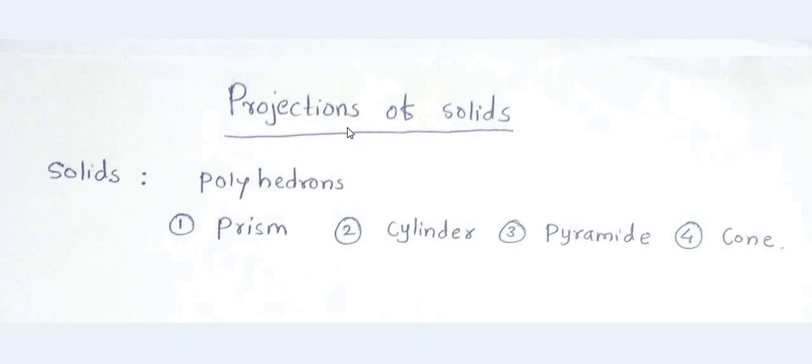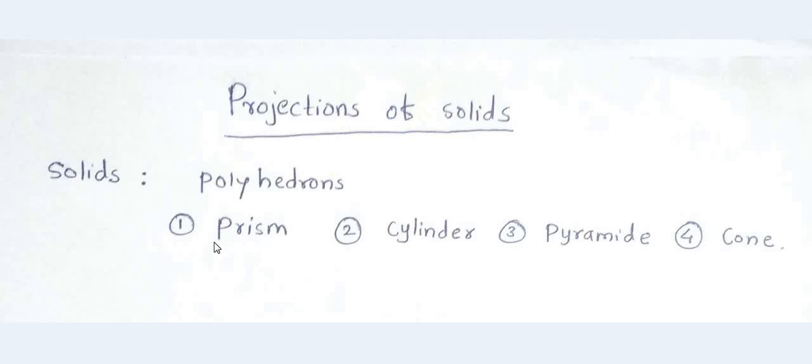But before going for projections of solids directly, first we will see what solids we are going to study in this chapter and what are basics of those solids. In this chapter, we will be primarily studying four solids: prism, cylinder, pyramid and cone. These solids are also known as polyhedrons. Poly means many, hedrons means surfaces. So all these solids are having many surfaces. We will see solids one by one. First we will see projection of prism, then cylinder, then pyramid, then cone.